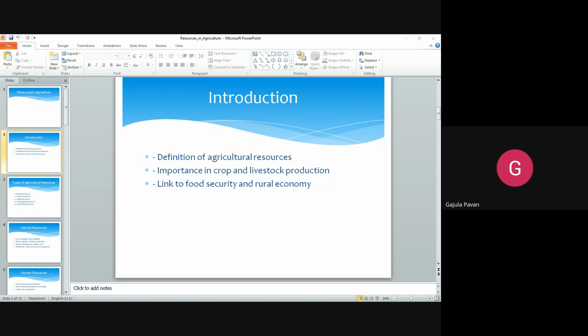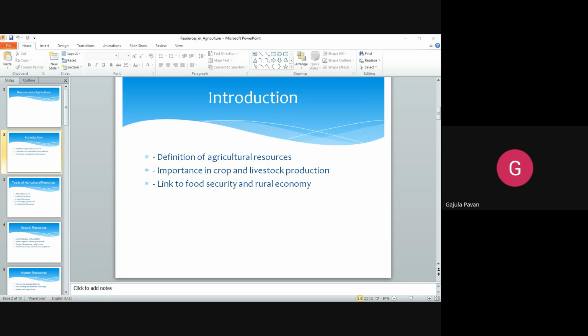Agriculture depends on multiple interconnected resources. Agriculture is not connected to one single resource; it is connected to multiple resources. So when you provide multiple resources, automatically we achieve sustainable agriculture. Otherwise, we do not achieve sustainable agriculture.